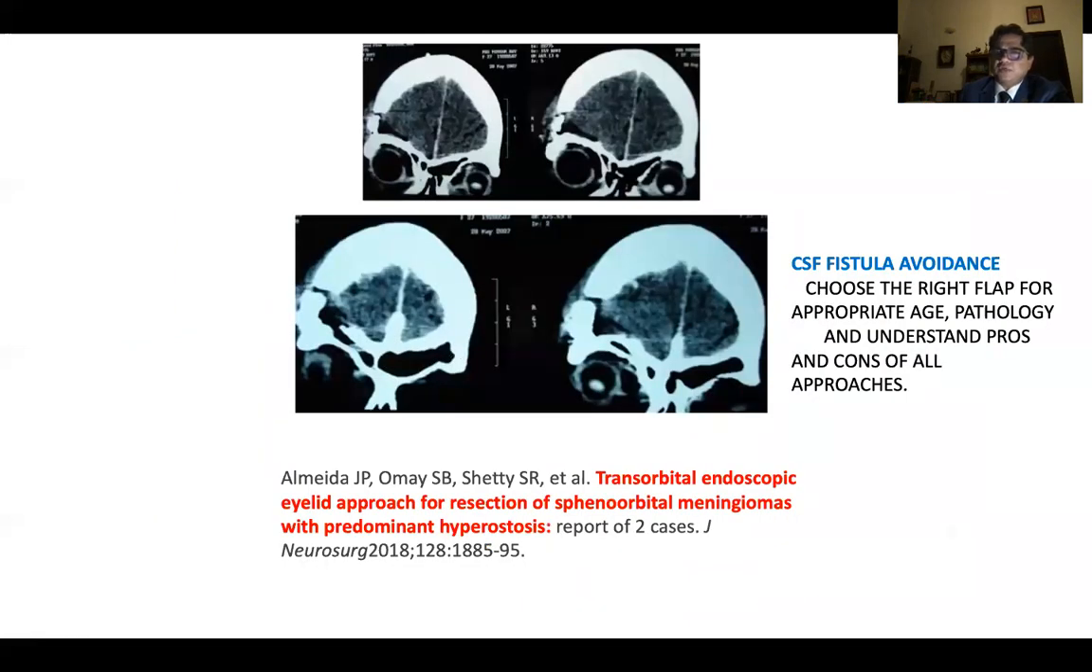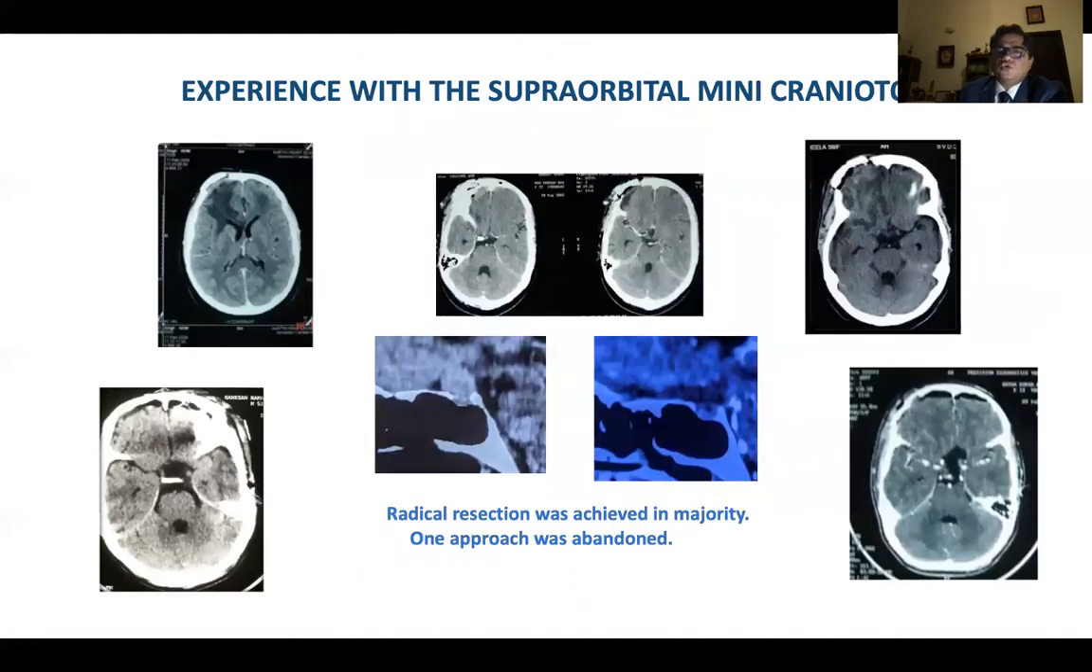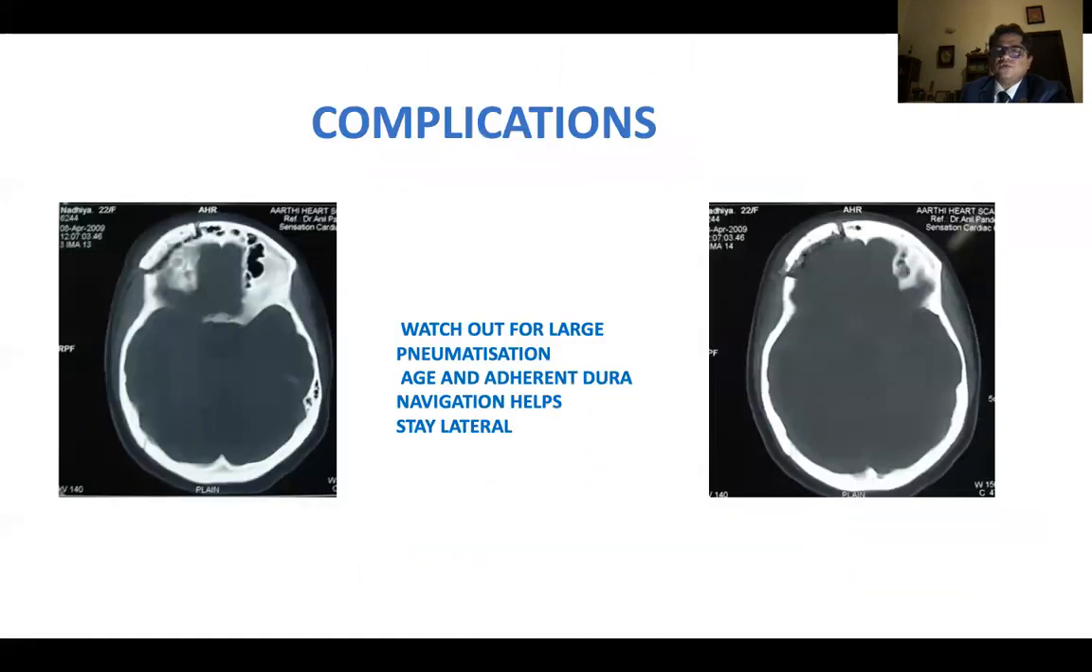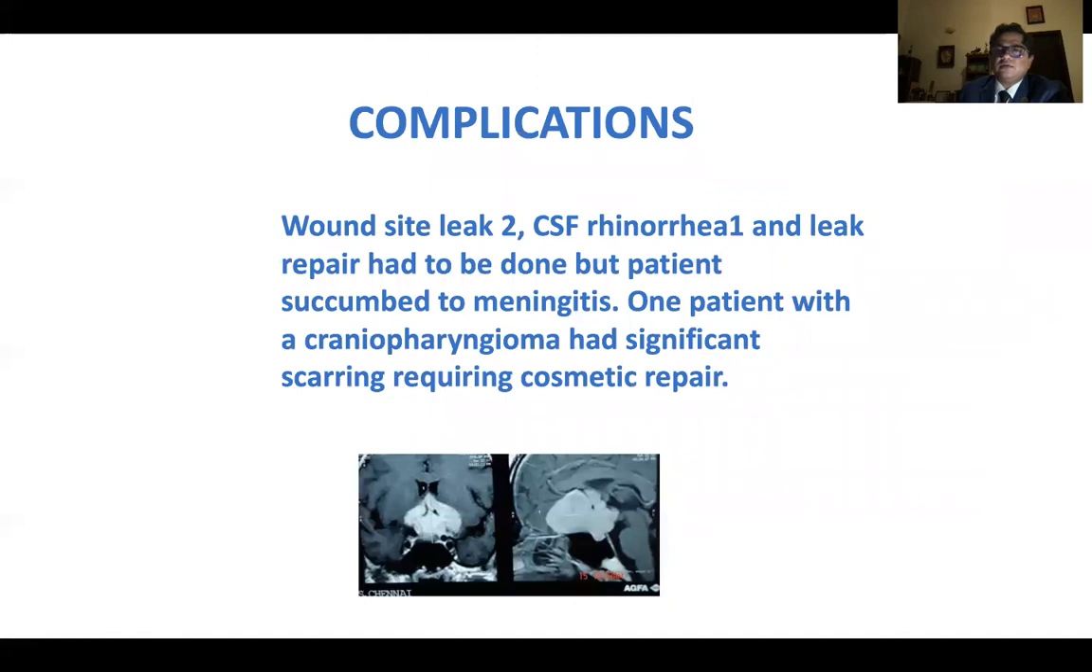CSF leaks should be very well studied, and we should take all the precautions to avoid this. Tumor resection was radical in most. One approach was abandoned because it was attempted by residents, and we had to convert it into a major craniotomy. We have to watch out for pneumatization and adherent dura. Navigation definitely helps, and we should stay lateral.